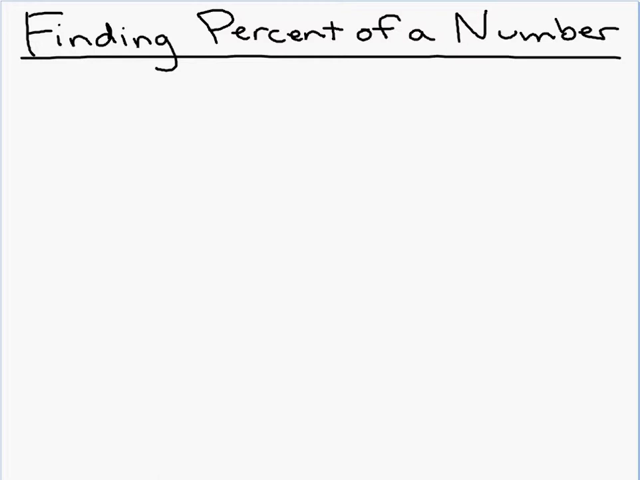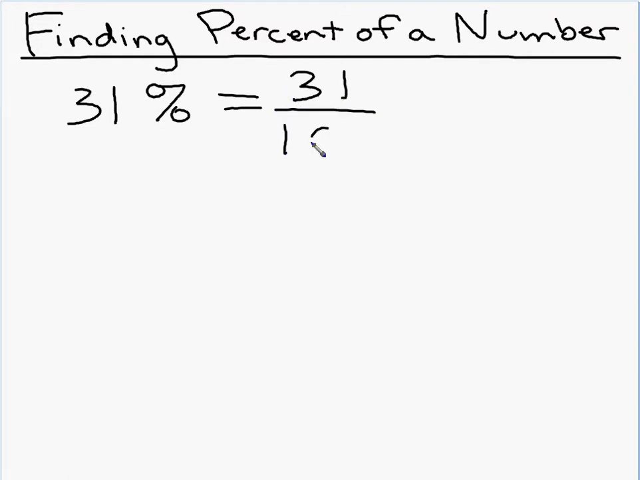Today we start working with finding the percent of a number, and it's really a pretty simple process once we learn the relationship between two numbers. If I talk about 31%, we said the other day that that means 31 compared to or related to 100, 31 out of 100.